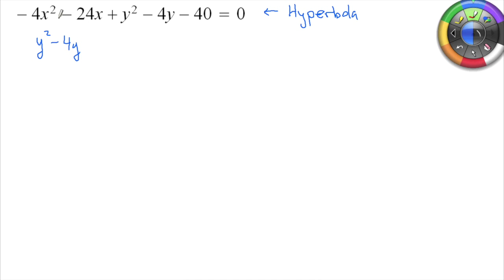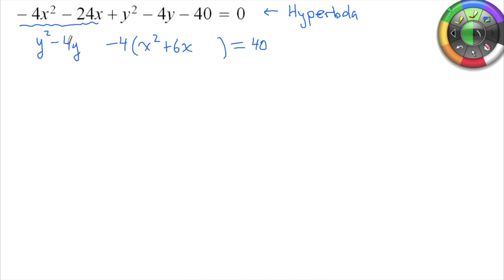Leave a space. When I get to the x terms, the lead coefficient is negative 4, so I'm going to kick that out first. So after I factor out the negative 4, you're left behind with x squared plus 6x. So this will be x squared plus 6x. And then leave a space. And that leaves that 40. So I'm going to move the negative 40 over to become positive 40. Alright, and then complete the square.